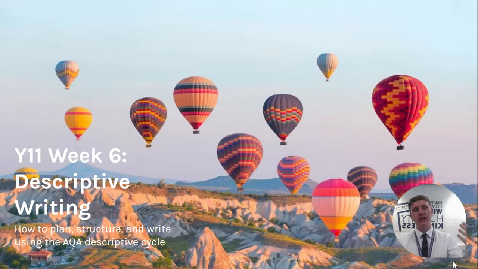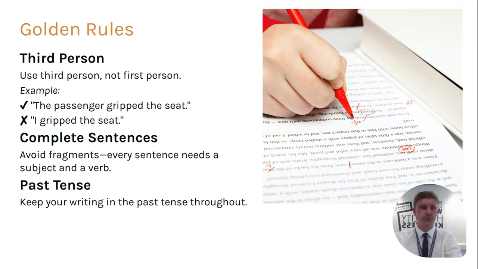This time it is Year 11, Week 6, Descriptive Writing, and it is the hot air balloon stimulus image that we are responding to. So, usual rules for descriptive writing apply. We are writing in third person, not first person. You've got the example there.